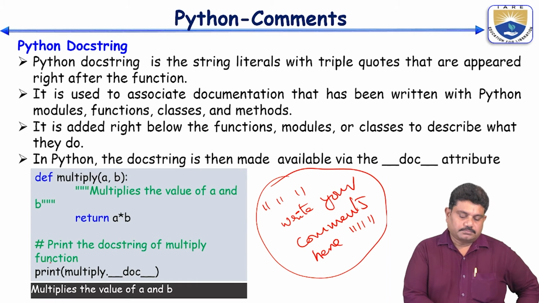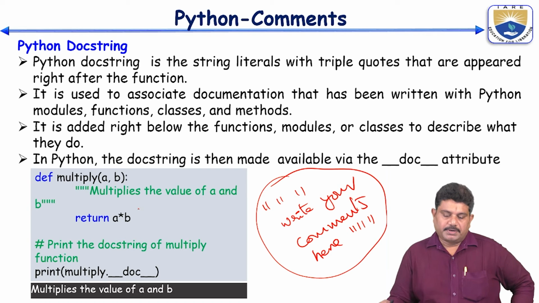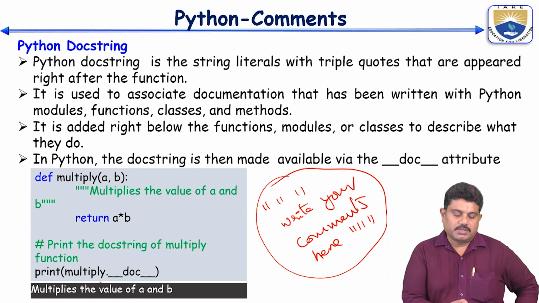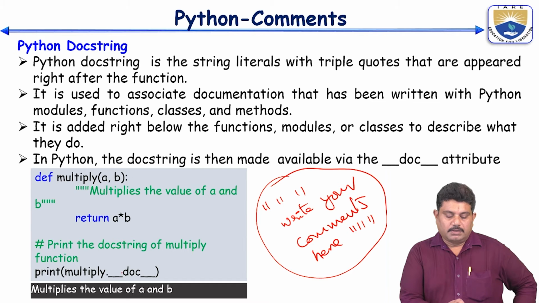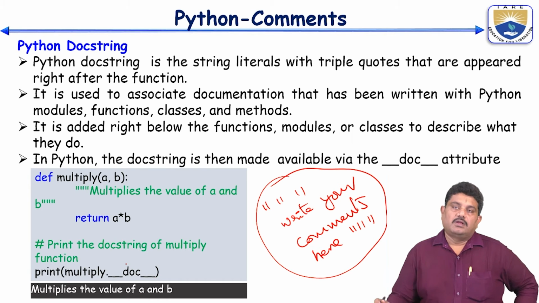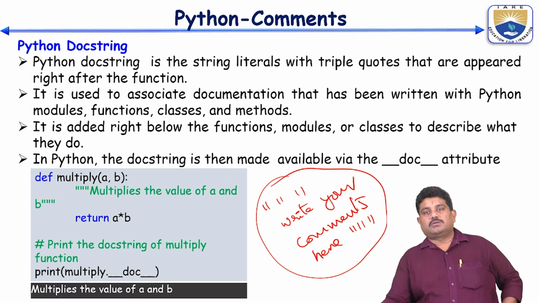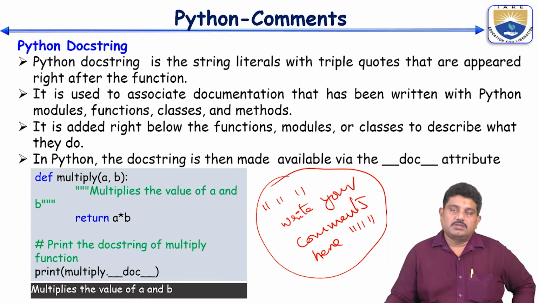So whenever I print multiply, now it prints only that statement. If you want to print that docstring, you can print multiply dot underscore underscore doc underscore underscore. It means whatever docstring is given after the multiply function, that docstring will be printed on the console. That is how you can use docstrings in Python.